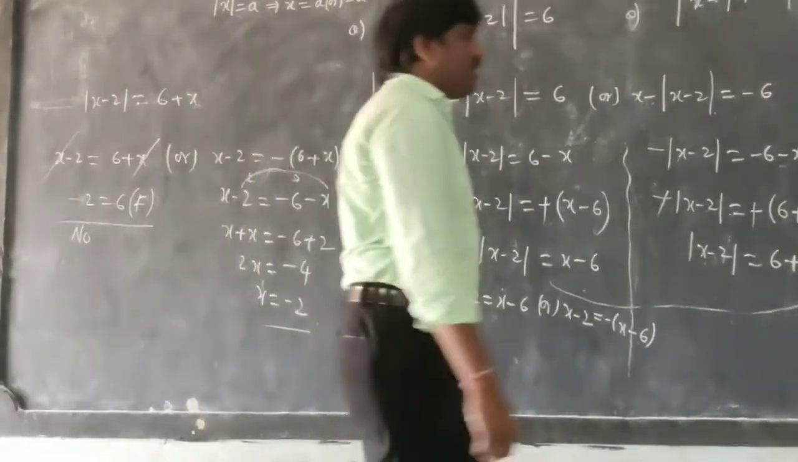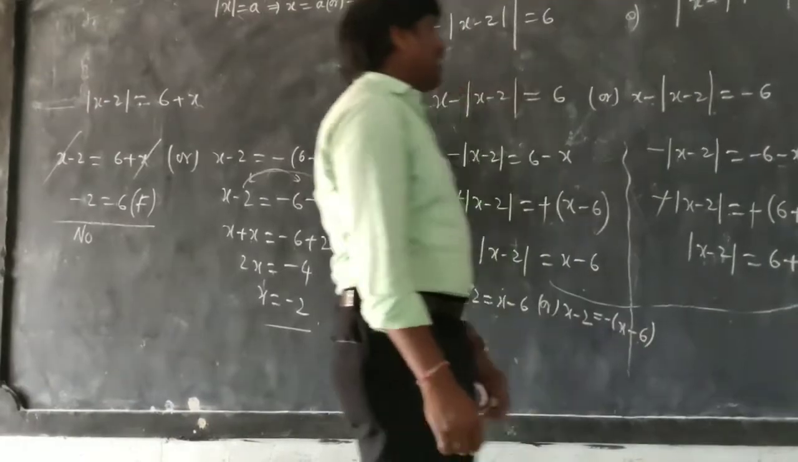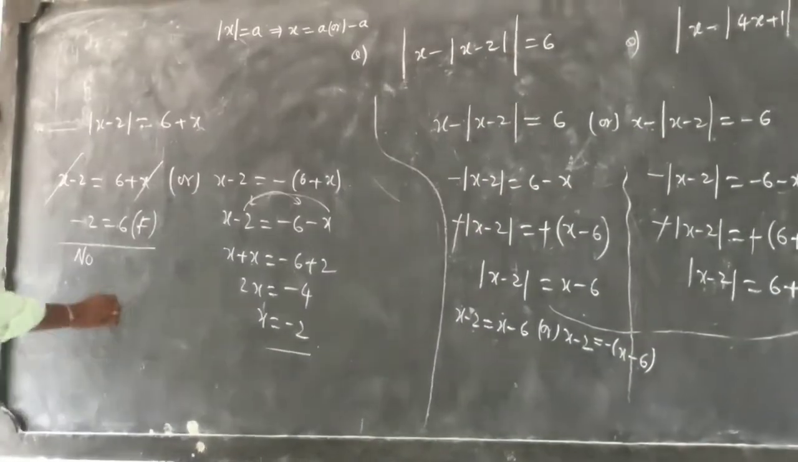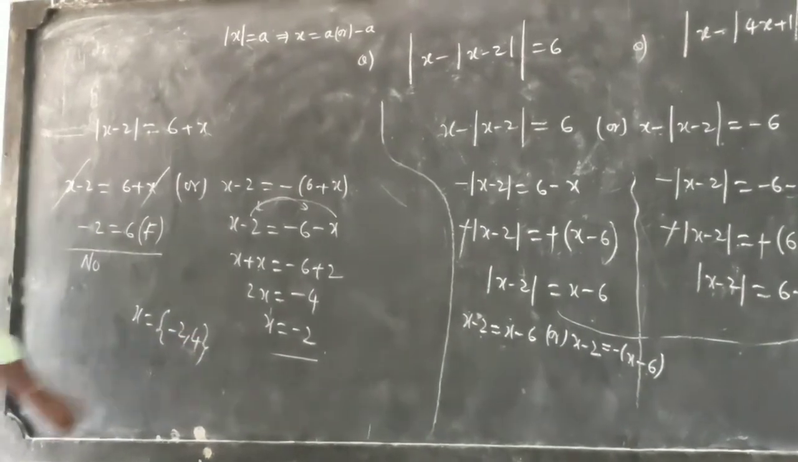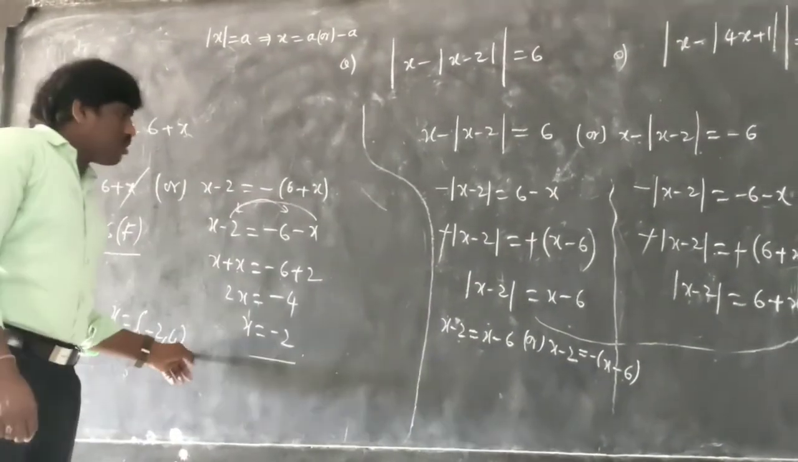From the earlier case you got x is equal to 4. The final answer of this question is x is equal to minus 2 comma 4. This will be your answer. So this is the way to do it.